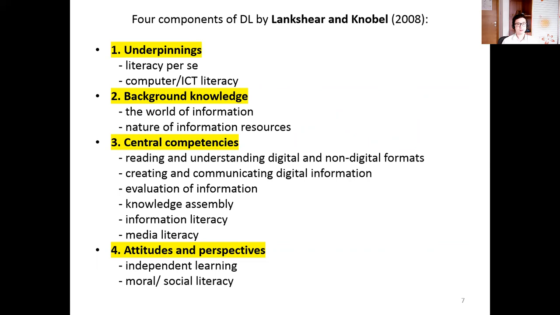The last one, attitudes and perspectives. Users and learners are expected to conduct independent learning and self-regulate their learning process. They are also expected to use information in an ethical way, so that relates to moral and social literacy.